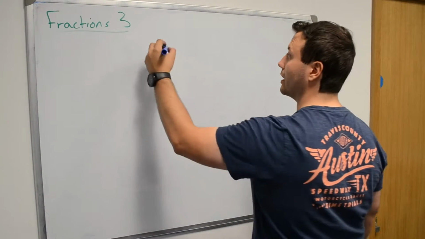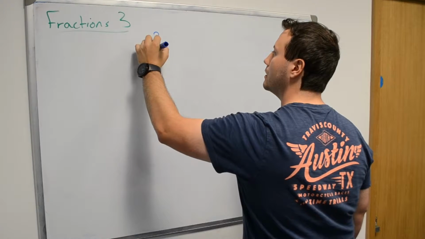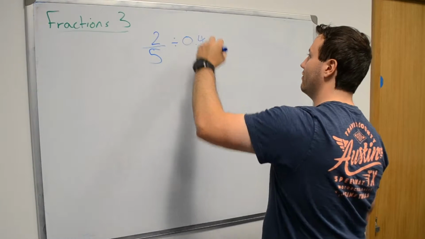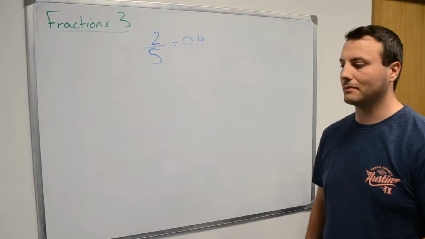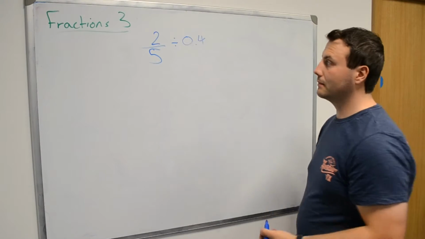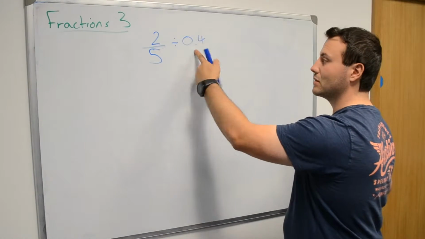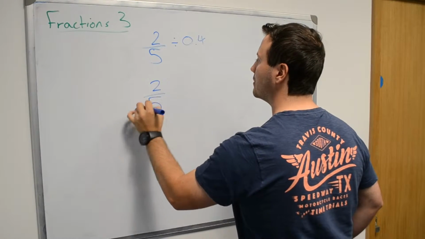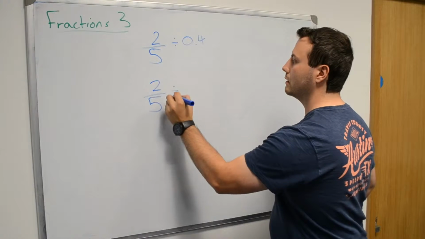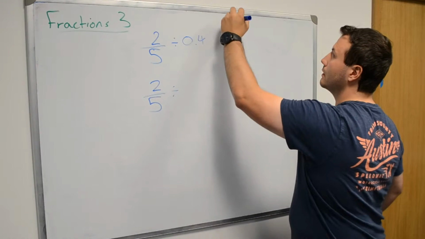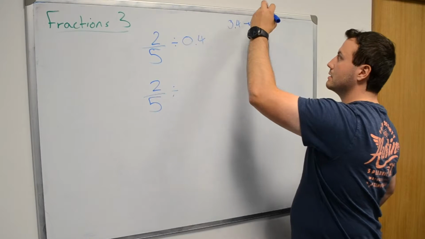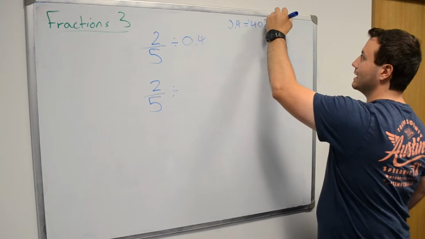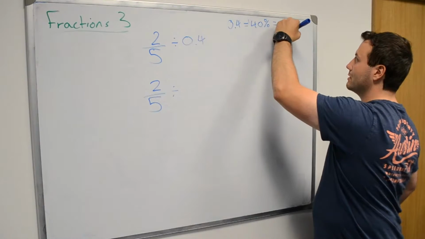So, do you want to give this a try? 2/5 divided by 0.4. Pause the video and give this one a shot. So, what do we have here? Well, we have a decimal here. So first of all, let's get this into a fraction. So 0.4 is the same as 40%, and that is the same as 40 over 100.